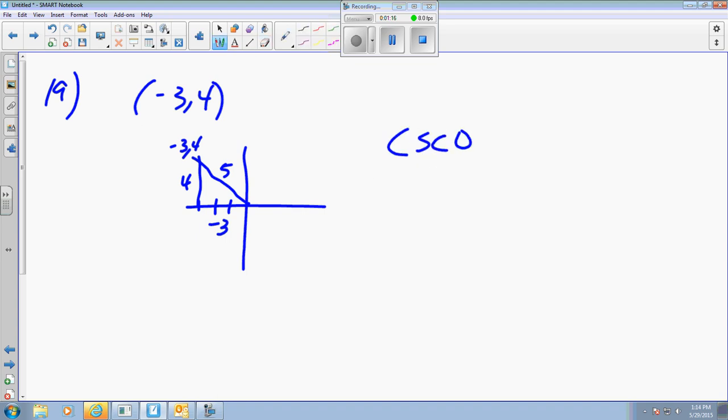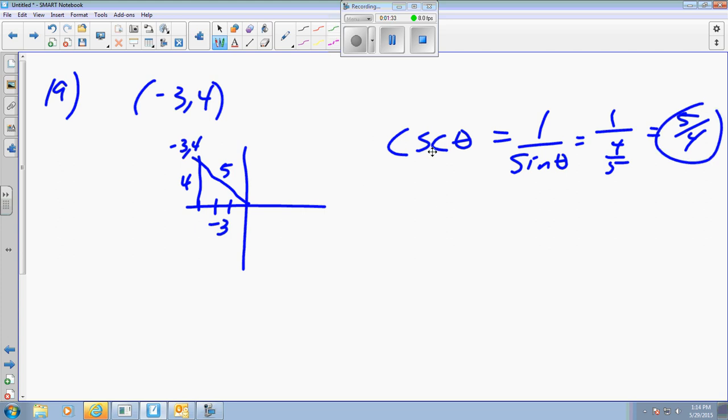And I want to find the cosecant. Again, I don't know what the cosecant is, but I can find the sine, and the cosecant is the reciprocal. My sine is going to be the opposite over the hypotenuse, which is 4/5. The reciprocal of that would be 5/4. So 5/4 is my cosecant.